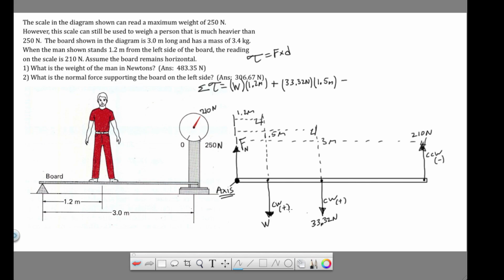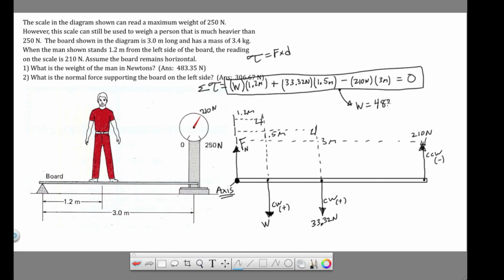Okay, minus, this is a negative torque because it's opposite the other two. We said that these two torques were positive because they were clockwise. So this torque is in the opposite direction. It's pushing the board counterclockwise. So minus 210. And then the corresponding distance here is 3 meters. And again, those are perpendicular. And then the sum of the torques cancel to 0. So in this equation here, the only thing missing is the weight of the man. So you can solve this for W, and we get his weight to be 483.35 newtons.